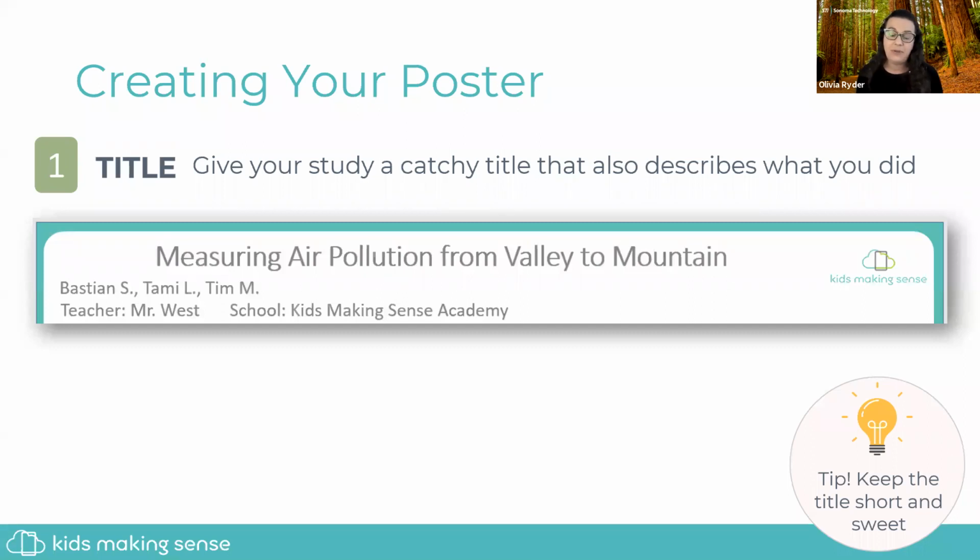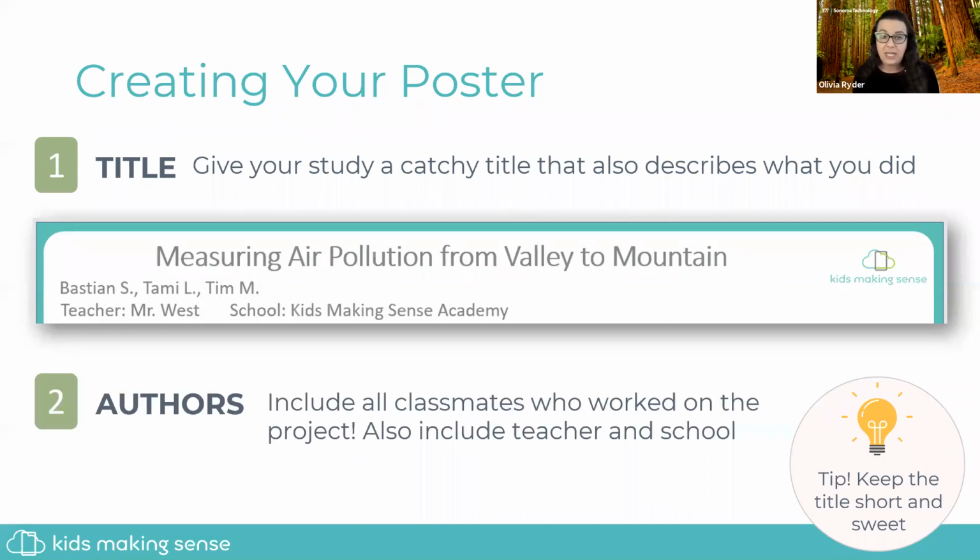So the title is the first thing that people are going to see when they look at the poster. And so students really want it to be catchy and to draw people in. And it could be a question. In this case, it's more of a statement, but it could be either one. And so a tip here is to keep the title short and sweet, because long titles, if they're taking up 2 lines, they're not going to be as inviting to the audience. They're not really going to catch someone's eye.